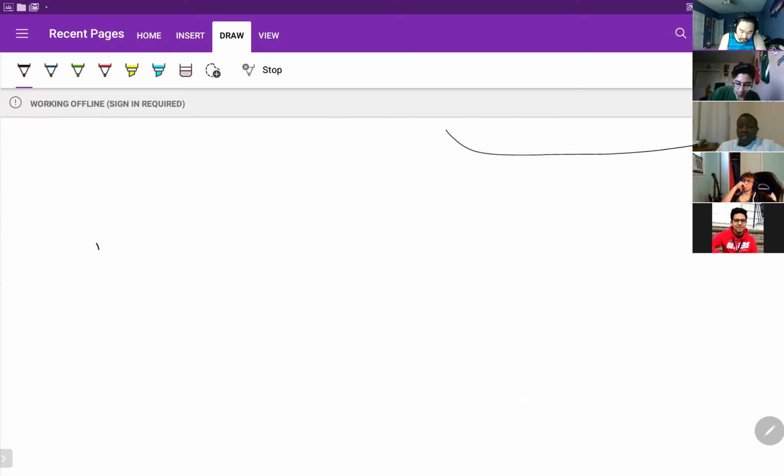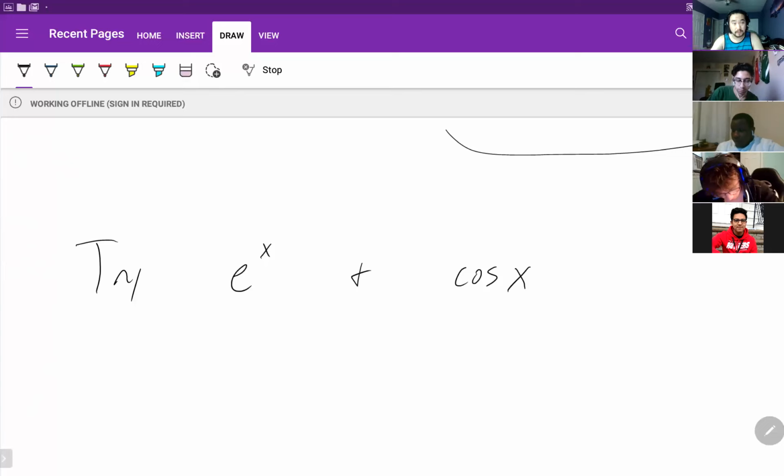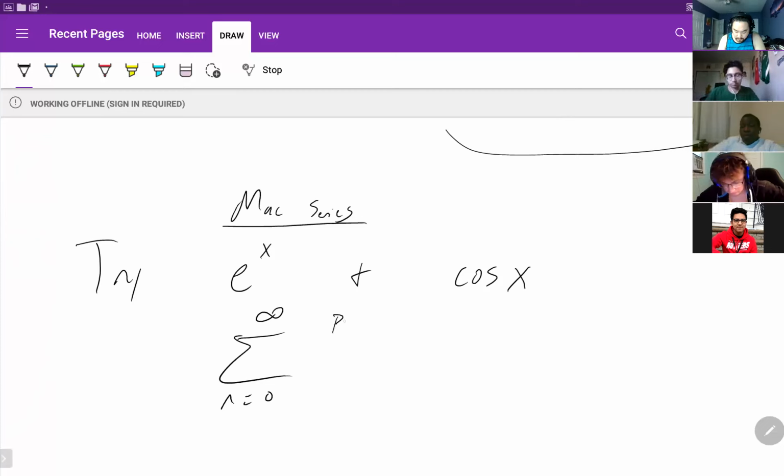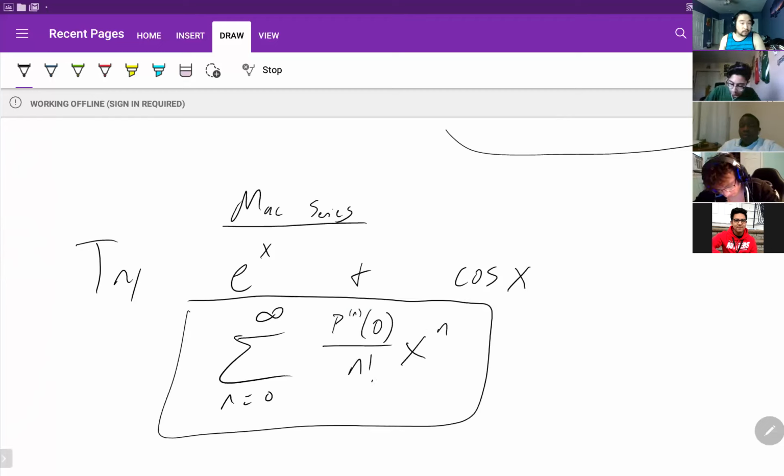So I would try finding the Maclaurin series for e to the x and cosine x. Cosine x is going to look a lot like sine of x, except the odd terms are going to go away instead of the even terms. Derive it a bunch of times, plug in the center, and try and find the pattern and use the formula. Once again, I would definitely memorize this formula, with the n factorial and x to the n, because it's very, very important.